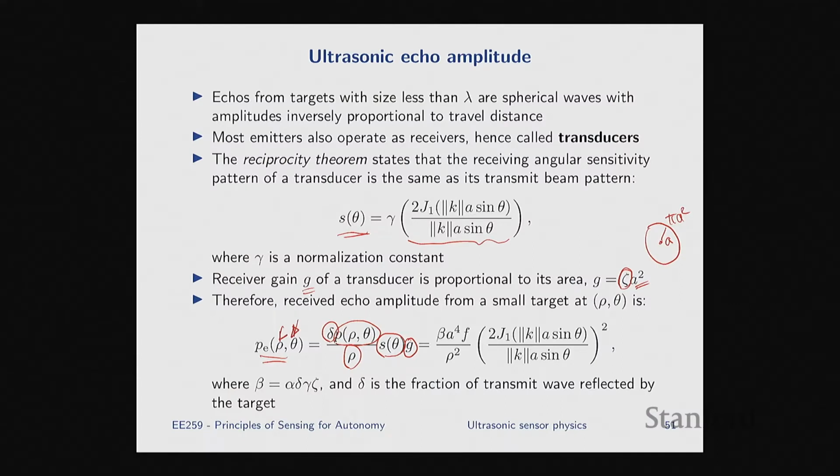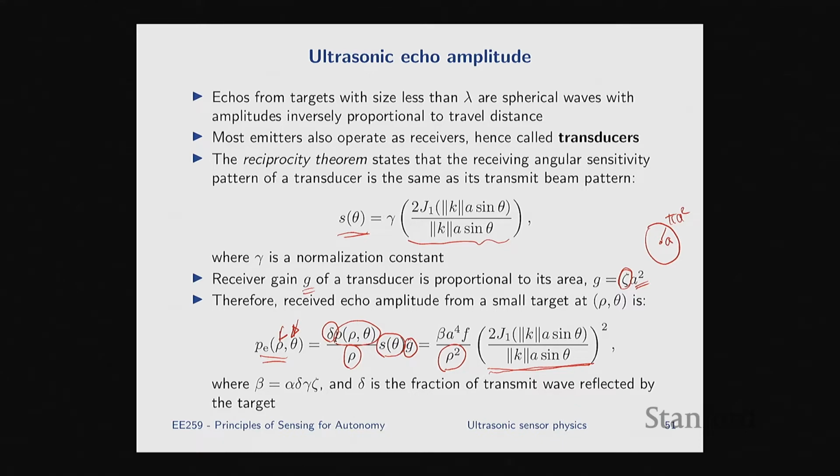What's the dependency on range and direction of arrival? How does it depend on rho? How does it depend on theta? As you see here, the dependency on rho turns out to be a 1 over rho squared. So by the square of the distance to the target, we basically lose signal. And the dependency on the angle of arrival, or the bearing of the target, is the square of this Bessel function.